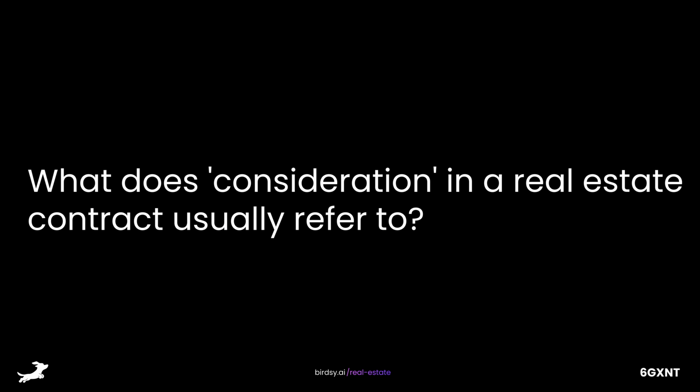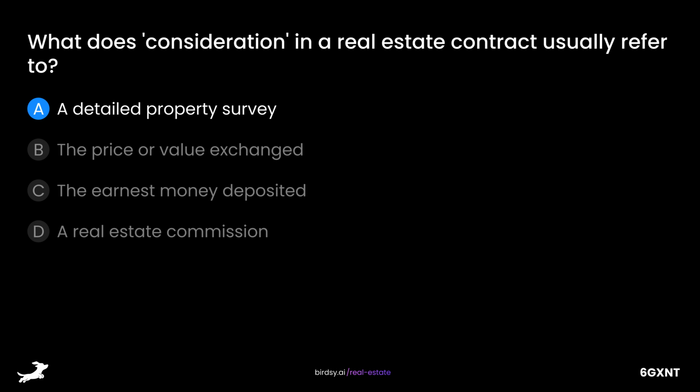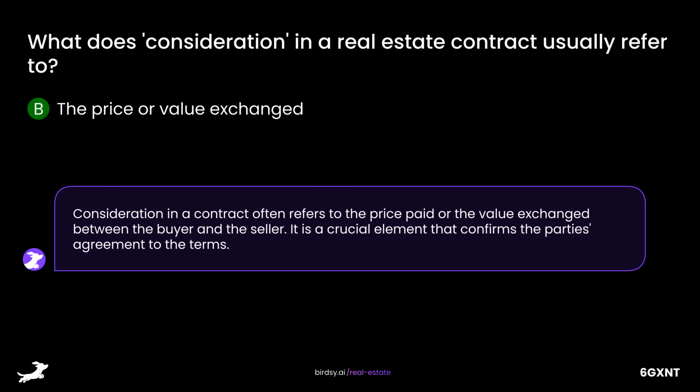What does consideration in a real estate contract usually refer to? Is it A, a detailed property survey, B, the price or value exchanged, C, the earnest money deposited, or D, a real estate commission? The answer is B, the price or value exchanged. Consideration in a contract often refers to the price paid or the value exchanged between the buyer and the seller. It is a crucial element that confirms the parties' agreement to the terms.